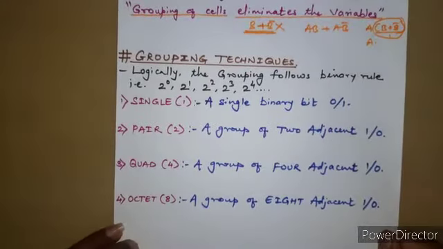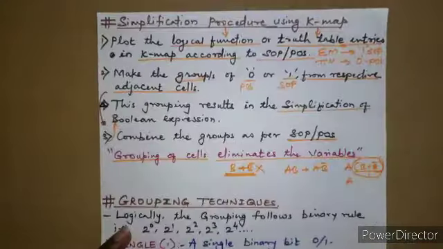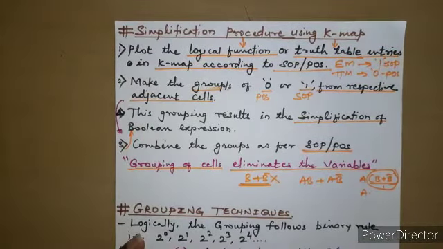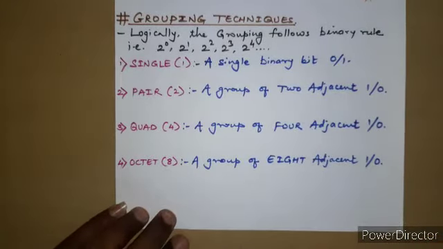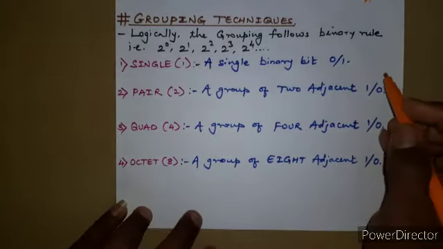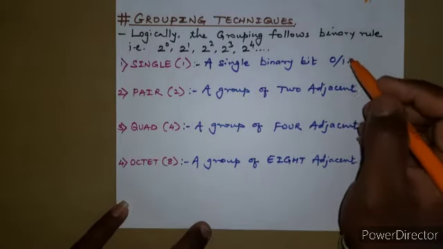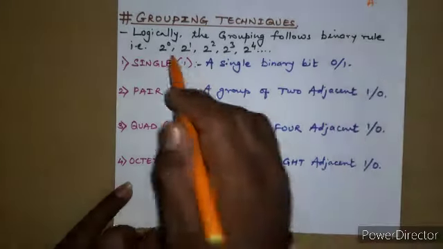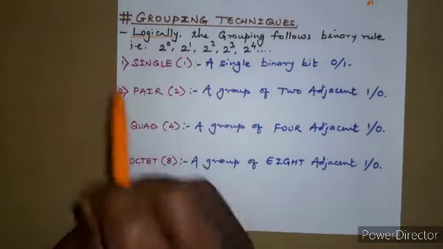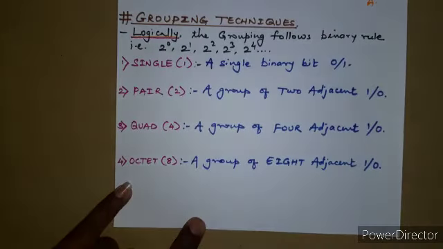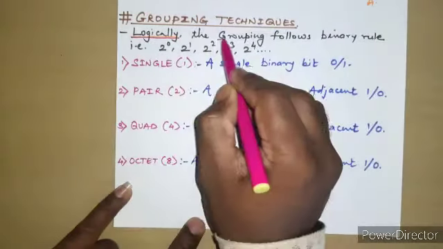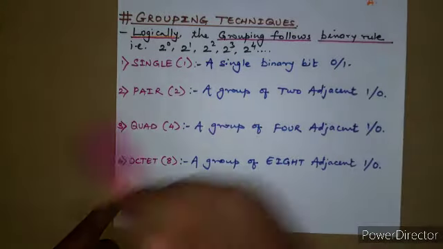Okay. Right. So these are the steps that you need to follow so as to simplify the given expression with the help of K-map. Right. Now let's see grouping techniques. How do we group the cells in the K-map? Logically, as I already told you, everything here is logical. So logically the grouping follows the binary rule.